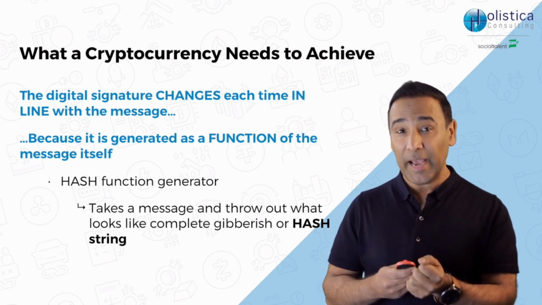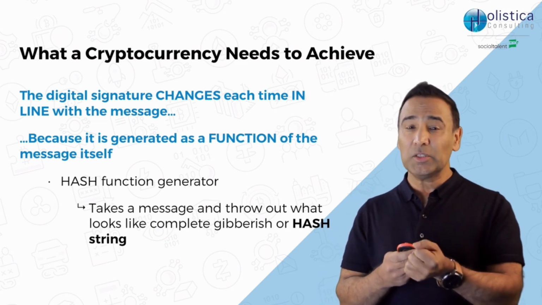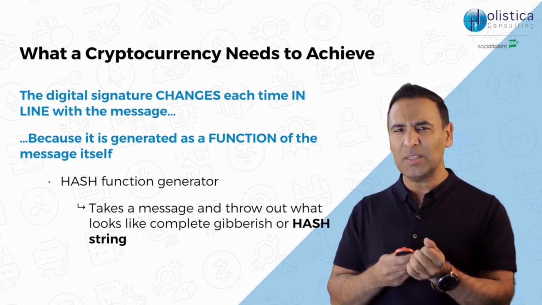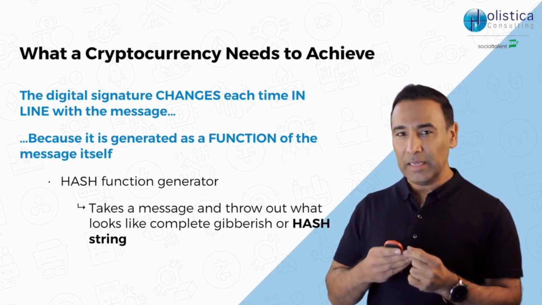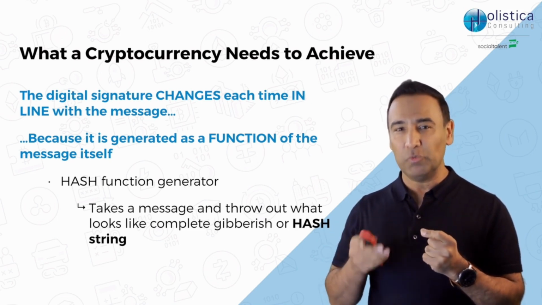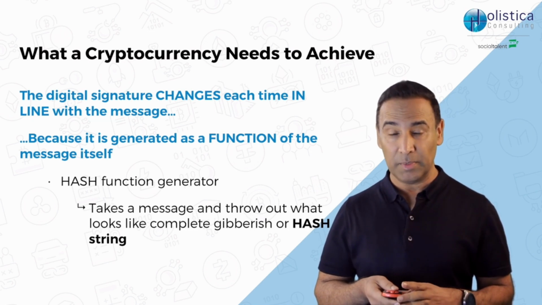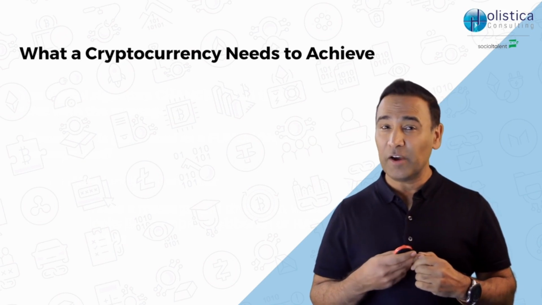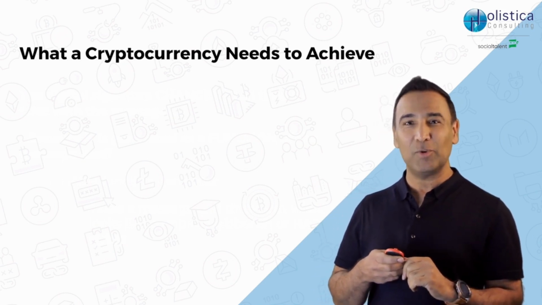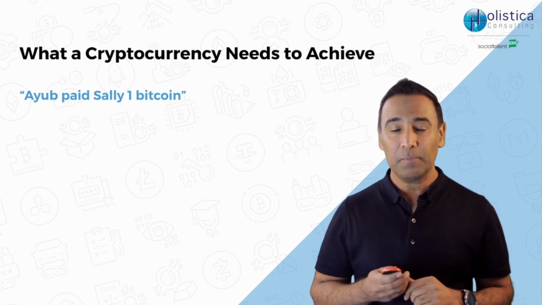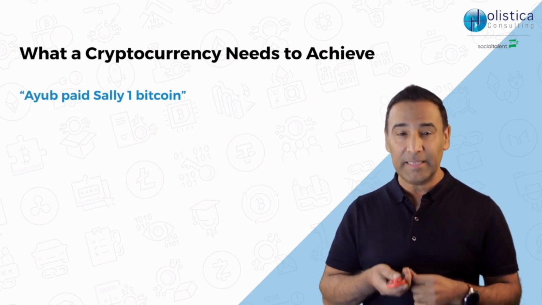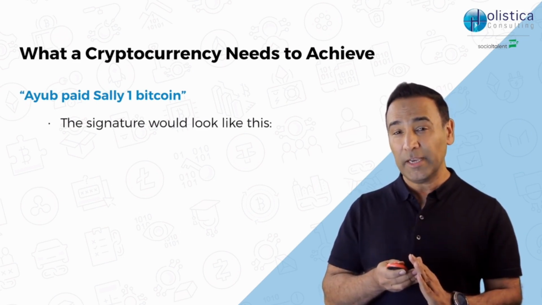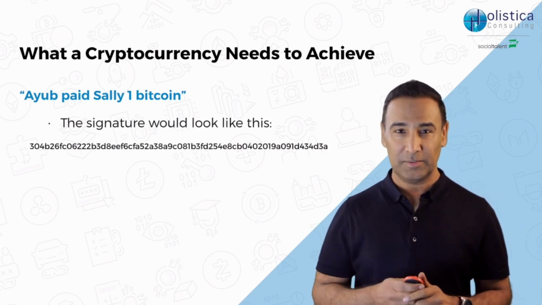And this is known as a hash string. So a hash is a string of letters and numbers in a way that when you look at it makes no sense at all, but more importantly, you can never work back to the original message just by looking at that random number. So for example, in my SHA-256 generator, yes, I have one, if I put in Ayub paid Sally 1 Bitcoin, the signature that comes out from the hash generator will look like this.